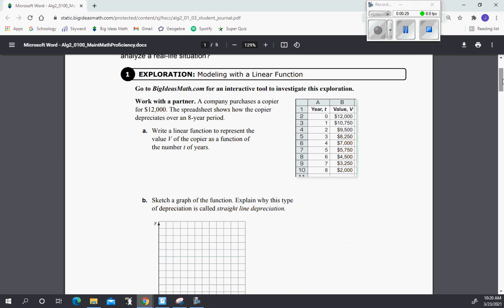What we want to do is, well, we actually have this word problem. A company purchases a copier for $12,000. The spreadsheet shows how the copier depreciates over an 8-year period. Okay. Write a linear function to represent the value v of the copier as a function of the number of years t.